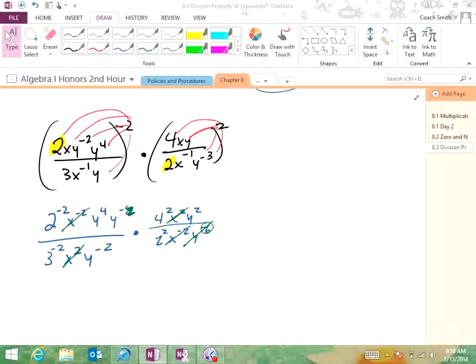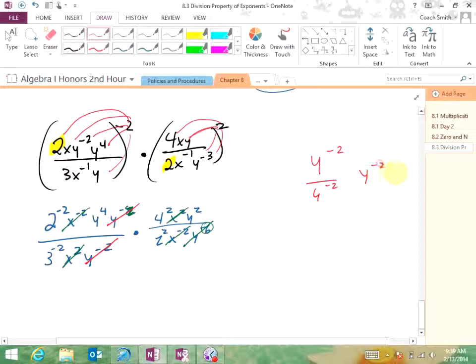Now, this and this cancel. Think of it. If we have y to the negative 2nd over y to the negative 2nd, that's y to the negative 2 minus negative 2, which means those become plus. That's why they cancel.